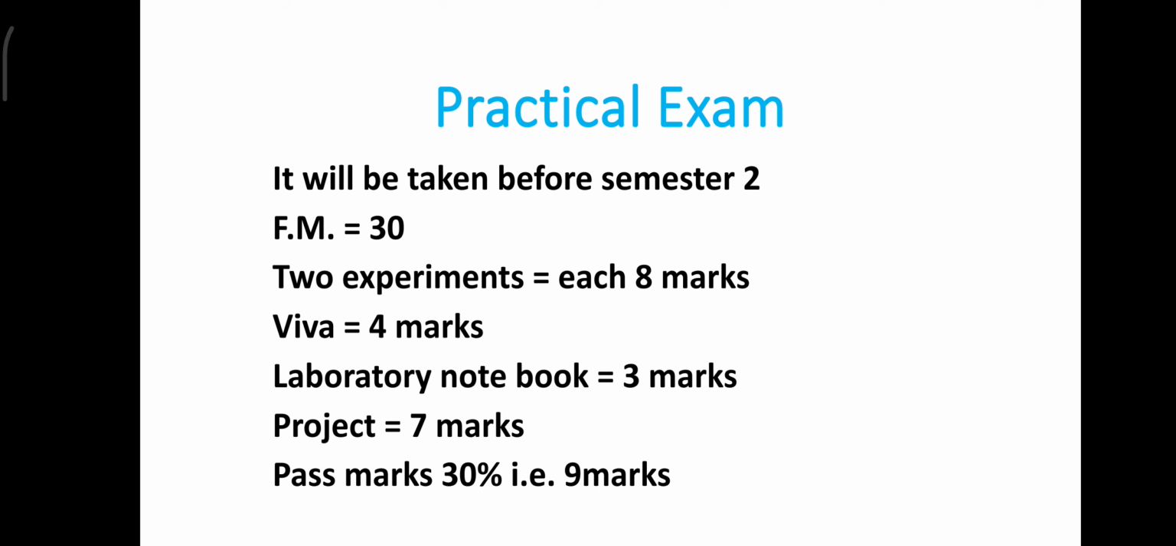For your laboratory book, 3 marks will be allotted, and you must submit a project work, and for this project notebook it will be 7 marks. Pass marks is 30%, that is you have to score 9 marks minimum. These are the types of exam for physics and your syllabus.